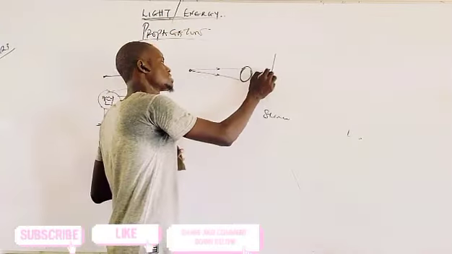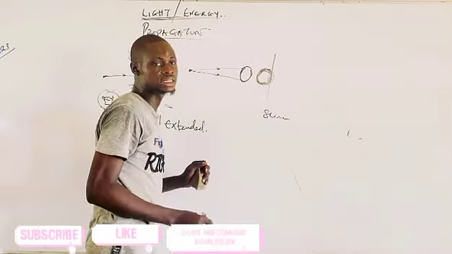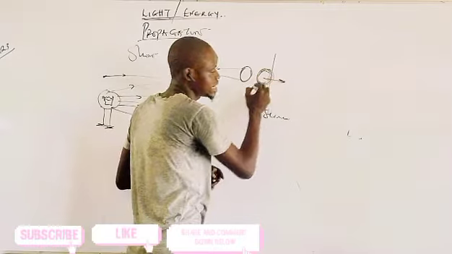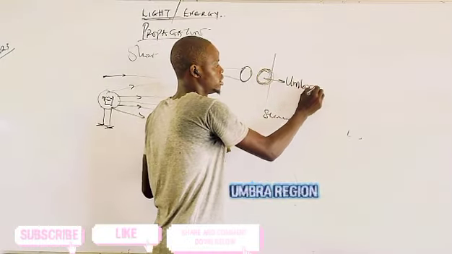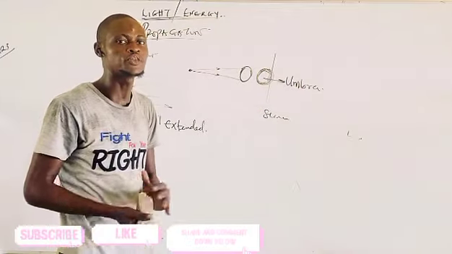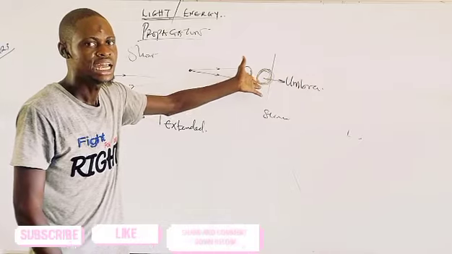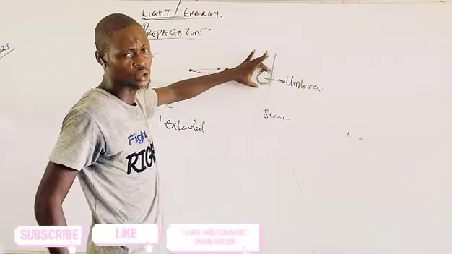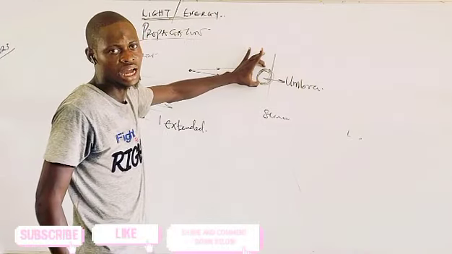Now, we said that we will be having total darkness at the back here. Total darkness. This total darkness that is formed by a shadow is what we call umbra. Umbra region. That means a shadow can form different kinds of regions. It can form a region of total darkness. A region of total darkness that is formed by a shadow is known as the umbra region. In this region, no light will be shown at all.